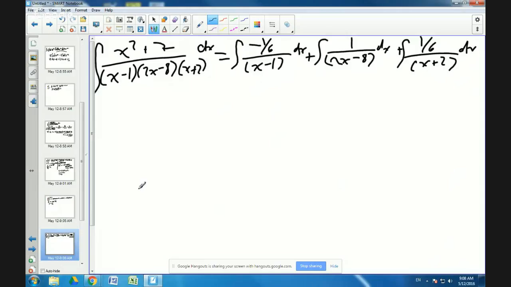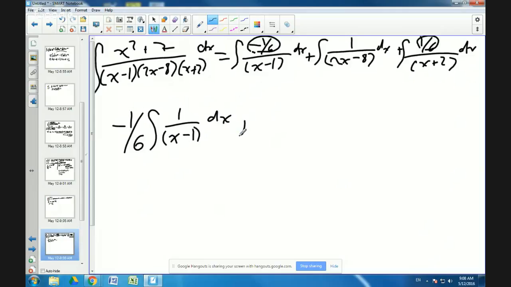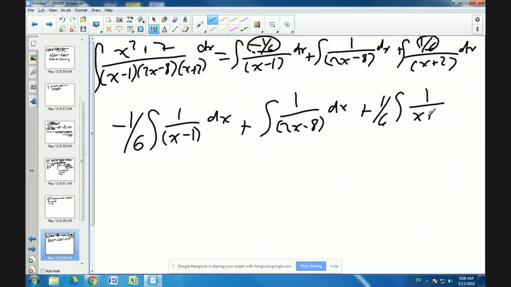It's effectively, and once again, we can bring out this term and this term to the front of each piece respectively. So we have negative 1/6 integral of 1 over x minus 1 dx plus the integral of 1 over 2x minus 8 dx plus 1/6 the integral of 1 over x plus 2 dx.